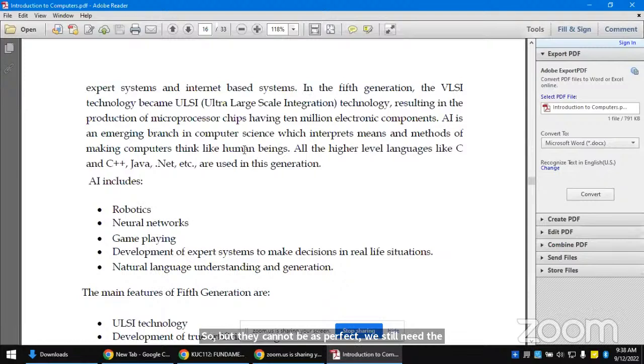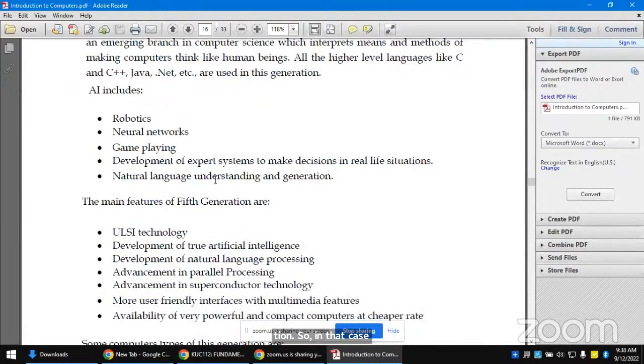All the high-level languages like C, C++, Java, all the programming languages are used in this generation. In AI, artificial intelligence is the next frontier in academia in terms of computing. And artificial intelligence is key because of robotics, neural networks, game playing, development of expert systems to make decisions in real life situations, and natural language processing, understanding and generation.